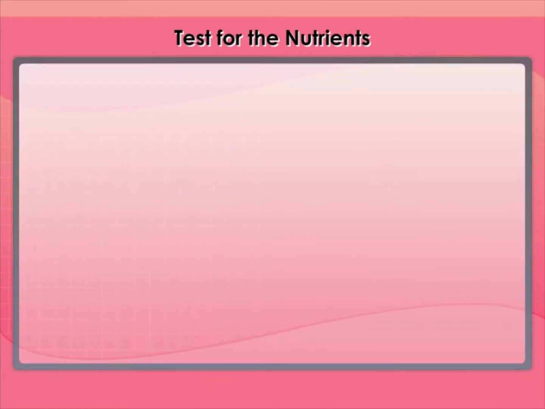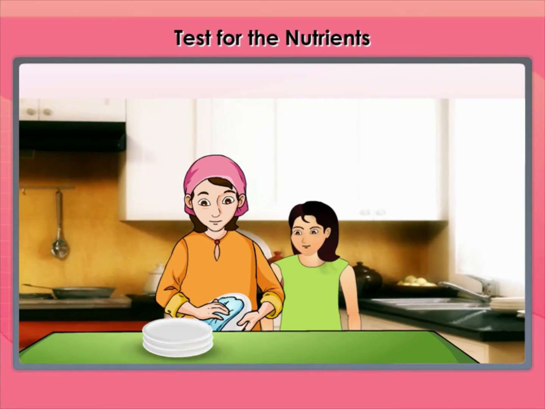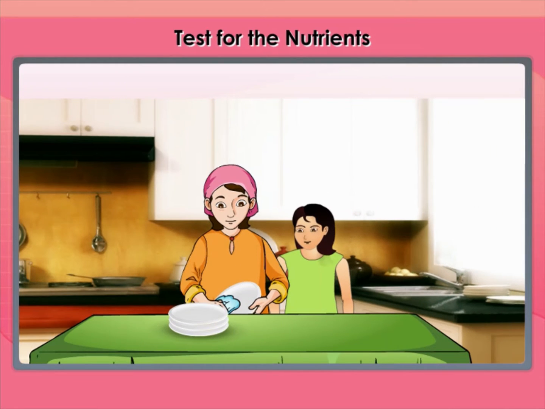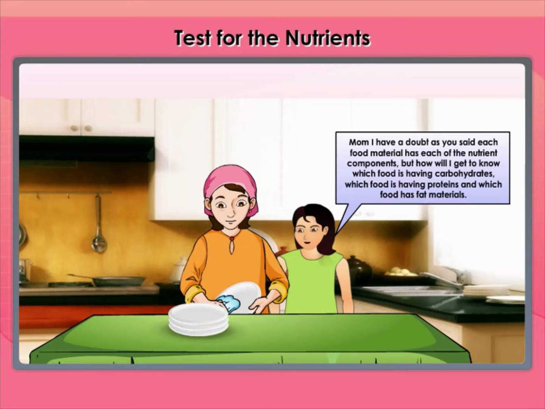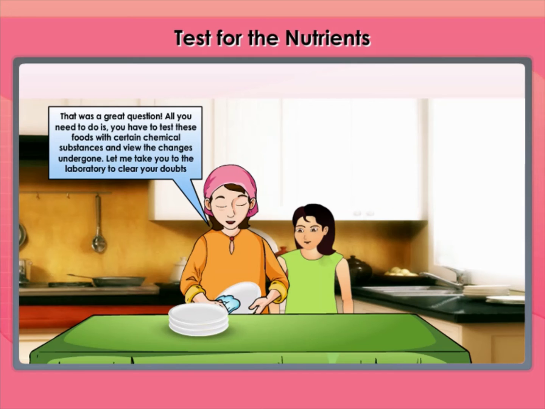Test for the nutrients. Mom, I have a doubt. As you said, each food material has certain nutrient components. But how will I get to know which food has carbohydrates, which food has proteins, and which food has fat materials? That was a great question. All you need to do is test these foods with certain chemical substances and view the changes undergone. Let me take you to the laboratory to clear your doubts.